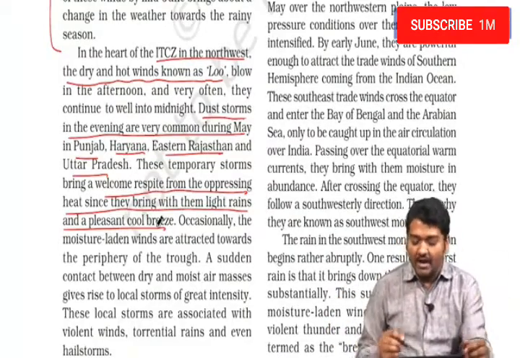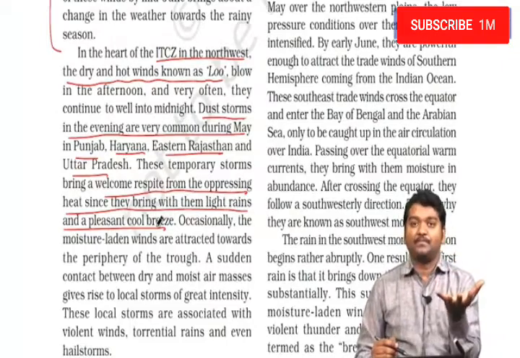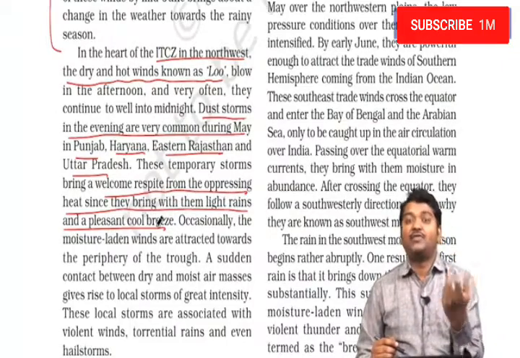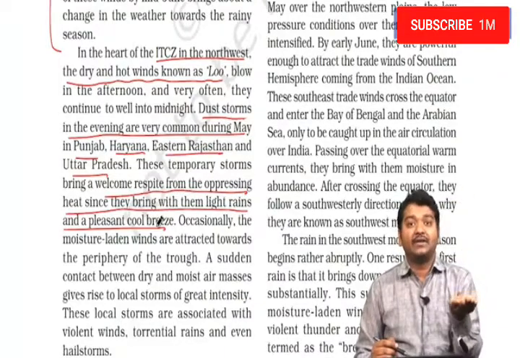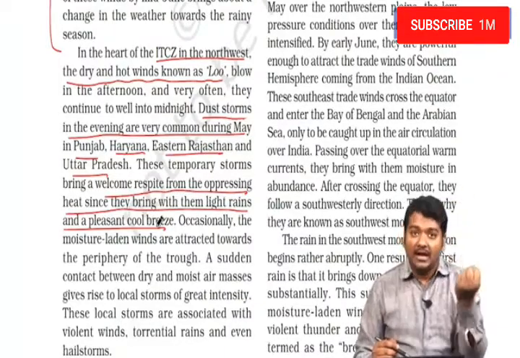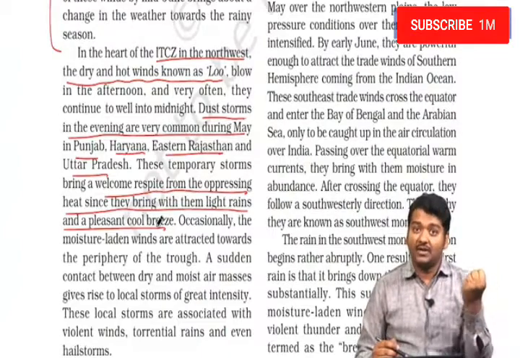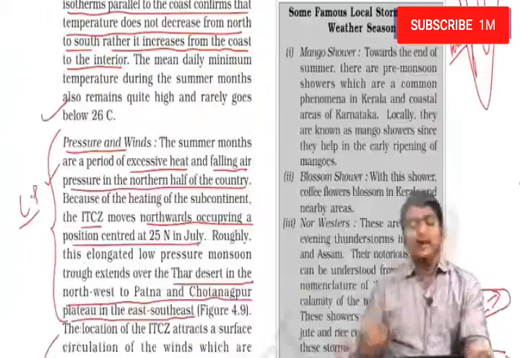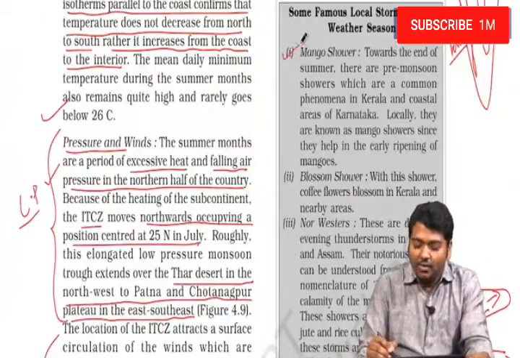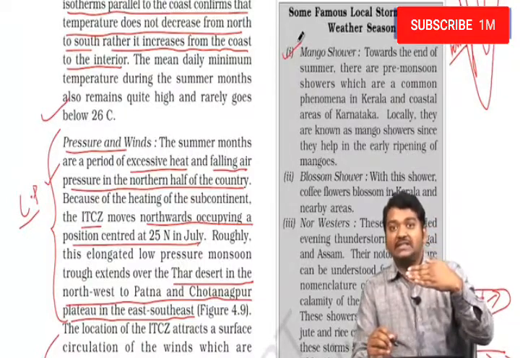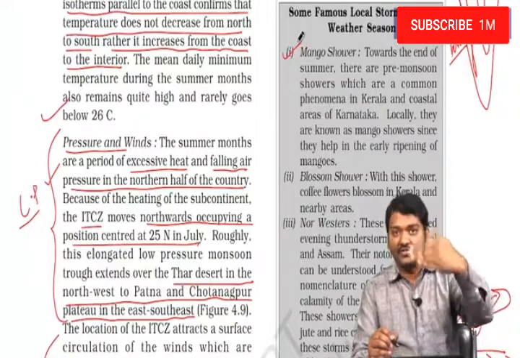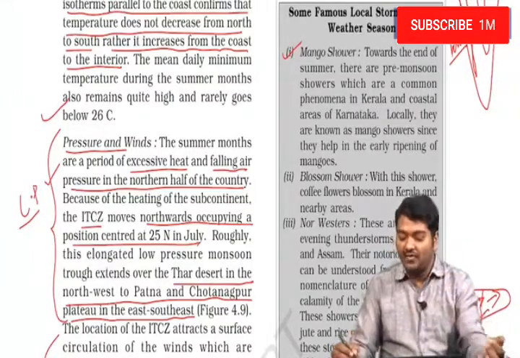As you have an extreme hot climate, you will find low pressure. Low pressure means winds are rising, and as they rise quickly, convectional clouds or convectional rainfall is usually observed. Then let us take mango showers. Whenever the ITCZ shifts over different parts of India, wherever it shifts, it gives you heavy rainfall.